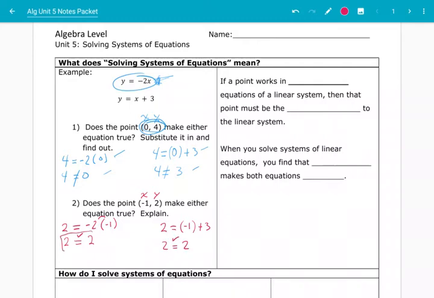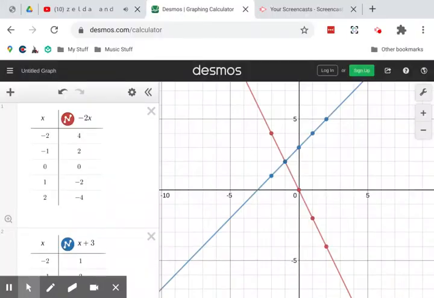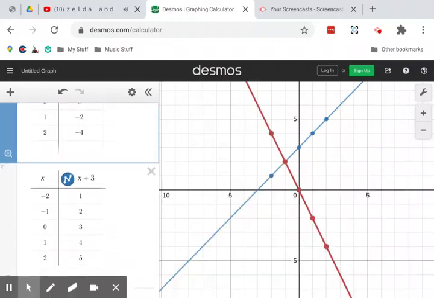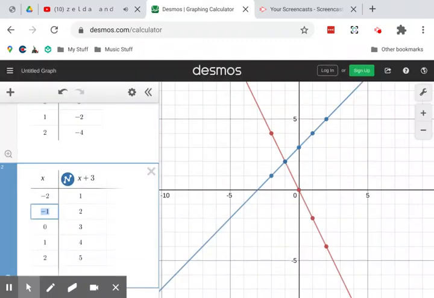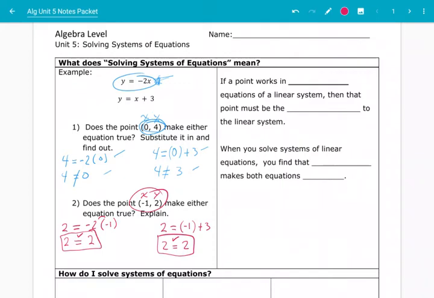So because that point, this point right here, minus 1, 2, is on both tables. Minus 1, 2 is the second point here. That one right there. And minus 1, 2 is the second point here on this line. That is the point where they cross right there, right there in the middle. I can't circle it because I can't draw on that screen, but that's where they cross, right there. So it's a solution to both lines. And that's what we're going to be doing all this unit. We're going to find the place where those two lines cross, the solution for both.